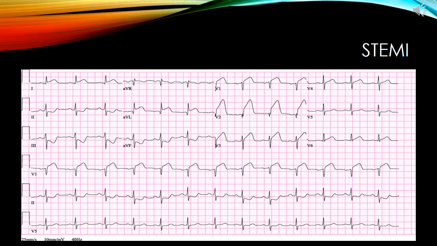So this is an example of an ST elevation MI, and you can clearly see from V1, V2, there's already very clear ST elevation, and important also to note reciprocal changes. So you will see ST depression in 2, 3, and aVF. Okay, so it's very important to note these changes.